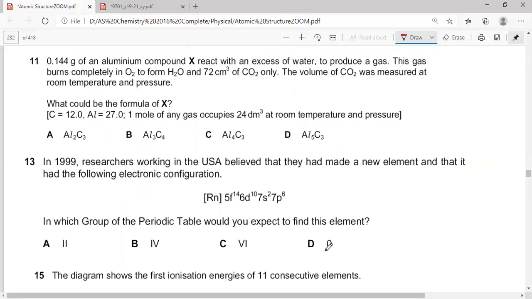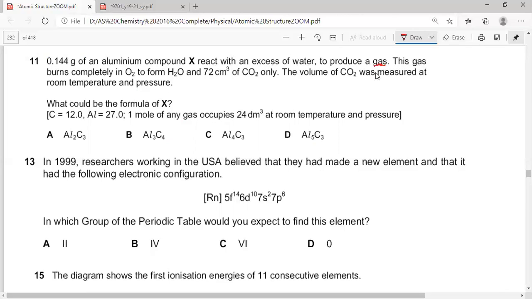0.144 grams of aluminium compound X. It means X is an aluminium compound. You don't know what it is. It reacts with excess water to produce a gas. Normally it's a metal carbide. Like calcium carbide, CaC2, a white stuff you buy from a shop. Put in water, you get carbide gas, C2H2, called acetylene. With excess water it produces a gas.